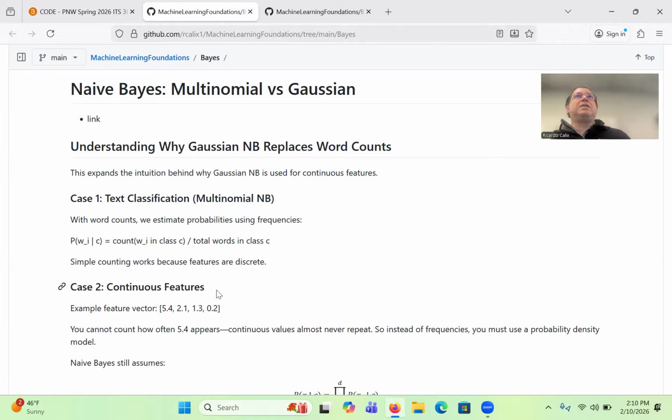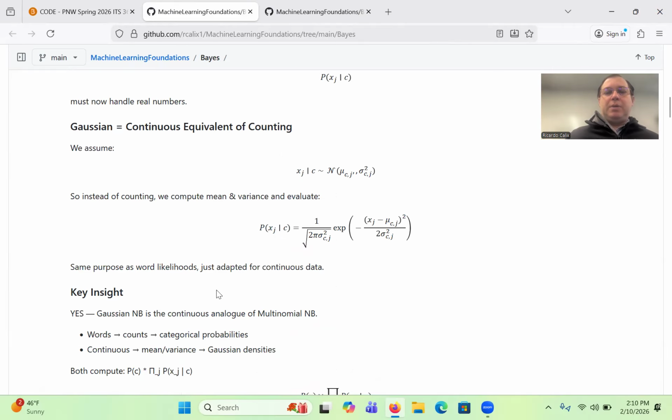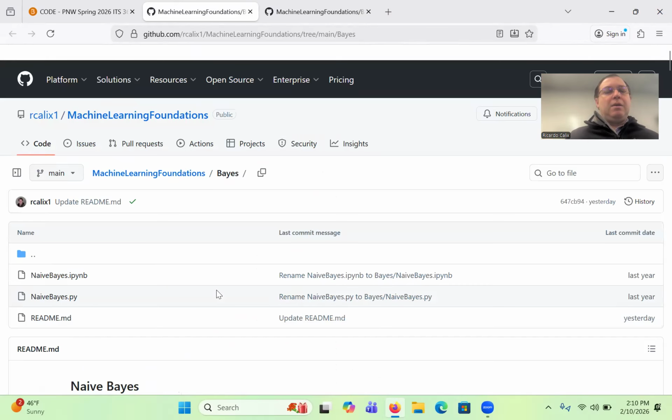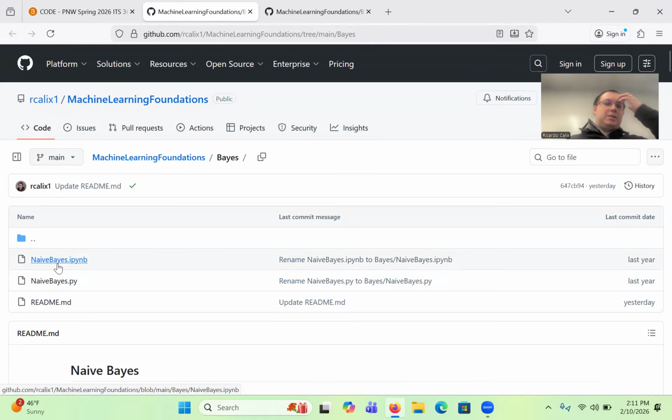Versus the iris data set. You have sepal length is 2.1. How many times can you count 2.1 as a value? Sepal length essentially, how many times can you count that? So instead, we just have a measurement. So that's the difference. All right, so we'll see the two approaches. And although the equations seem complicated, they're not. You'll see that.